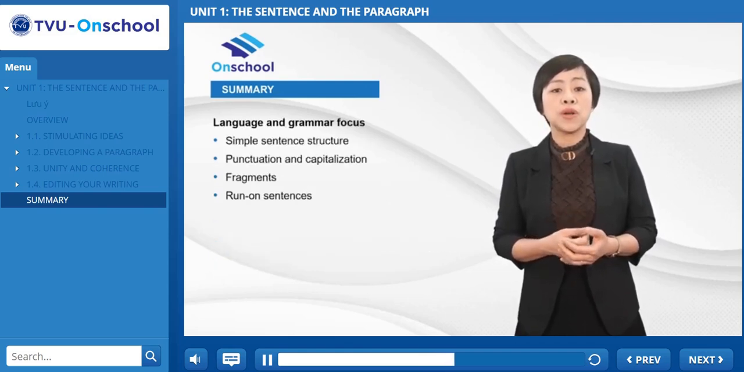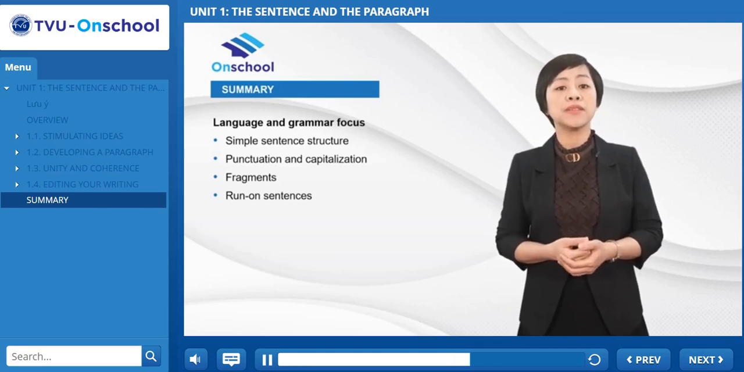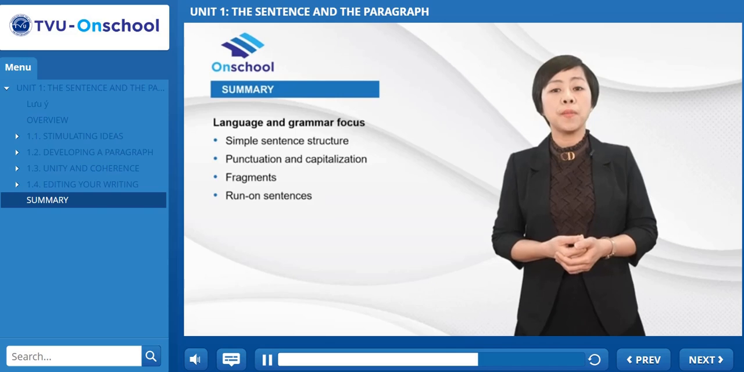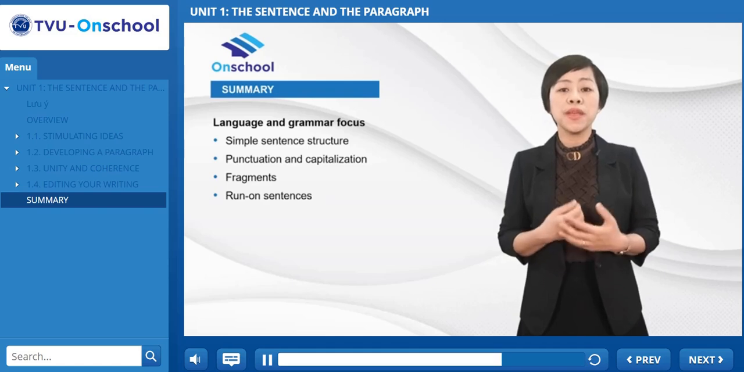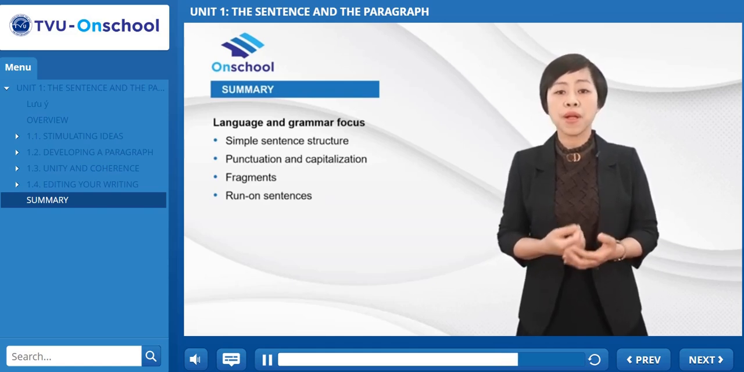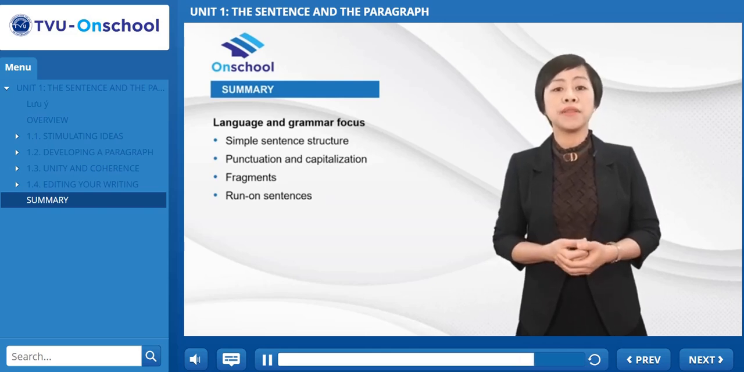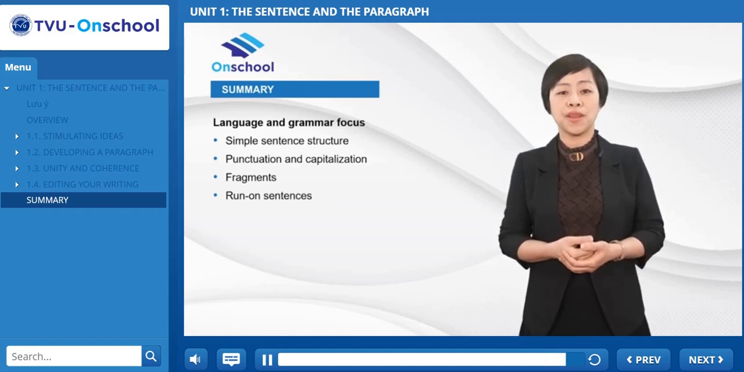We have been able also to go through some language and grammatical rules in making simple sentence structures and applying punctuation and capitalization correctly. We now know that we should also be careful in writing since we may have some problems such as fragments and run-on sentences. I believe if you keep in mind these points and consider them when writing your sentences and paragraphs, your paragraphs will be certainly effective and friendly to your readers.